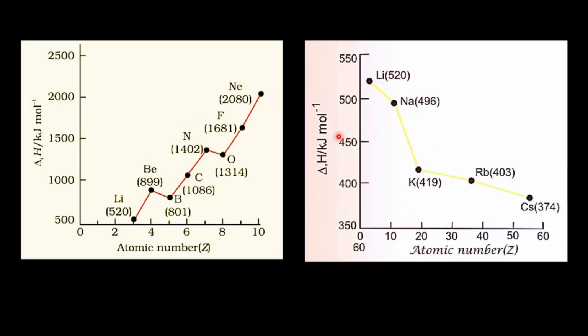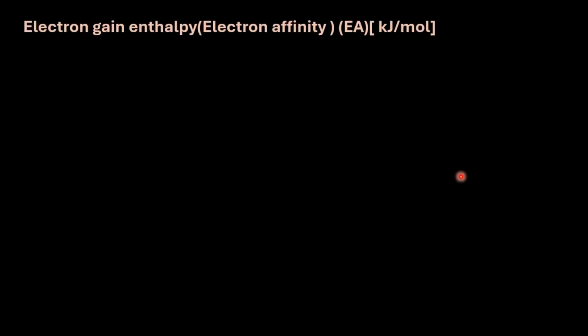Another graph: along the y-axis we have ionization enthalpy delta H, and along the x-axis the atomic number. This is for the first group A elements: lithium, sodium, potassium, and rubidium. This is decreasing because the size is increasing. For the first group elements, or any group, when size increases, ionization energy decreases.